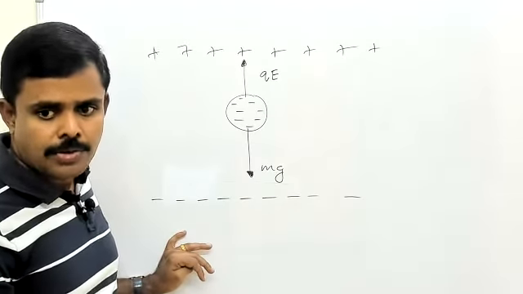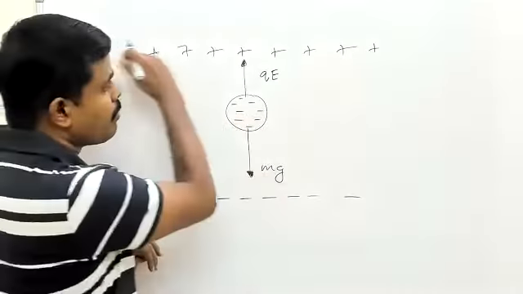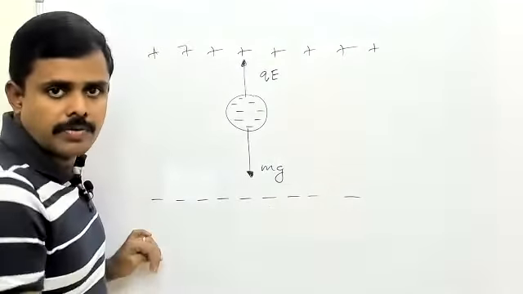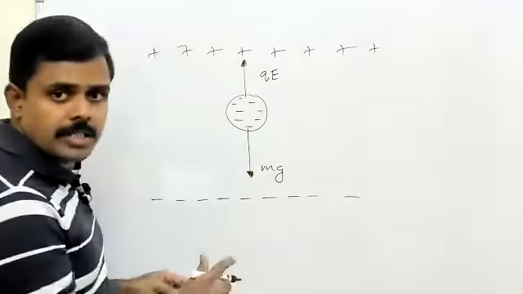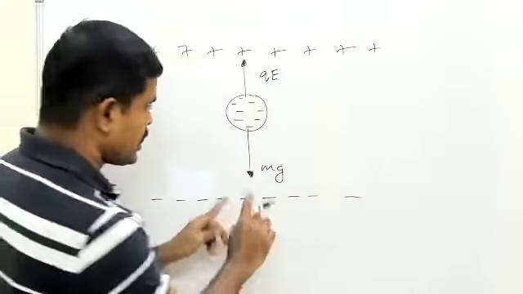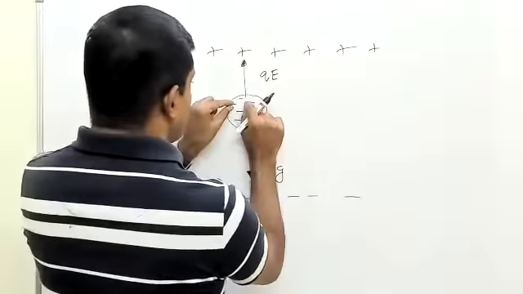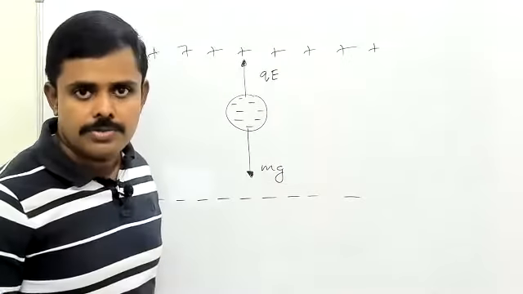Okay. So how do you give electrostatic force? You just give charges to this, no? And you keep a positive plate on top. You keep a negative plate at the bottom. So what is happening now? The negative plate is repelling this negative charge in the upward direction. Those negative charges on the plate will repel the negative drop up. These positive charges will attract the negative drop up. So together they are giving an upward force.